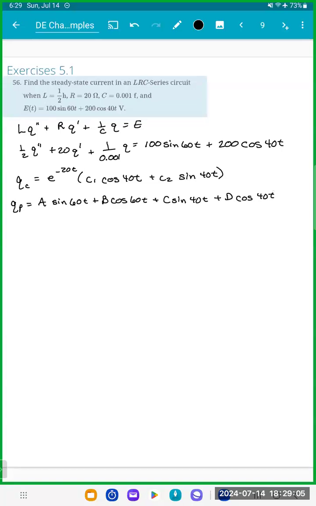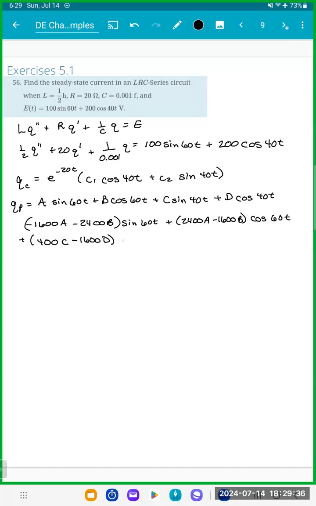Okay. When we plug in the values, we end up with negative 1600A minus 2400B times that sine 60t, plus 2400A minus 1600B times cosine 60t, plus 400C minus 1600D sine of 40t, plus 1600C plus 400D cosine of 40t, and all of that is equal to 200 sine 60t plus 400 cosine 40t.